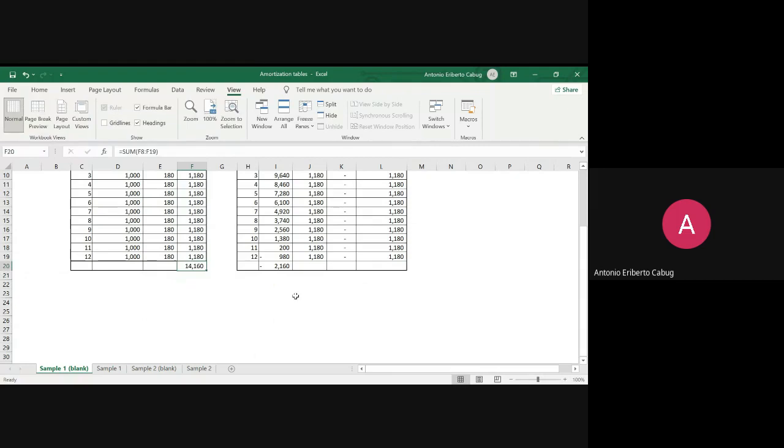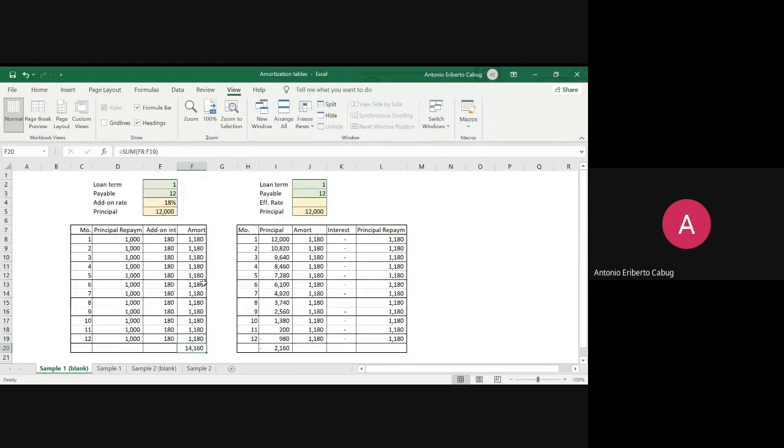14,160. That's the total amount that you are going to pay, 14,160 throughout the year. Okay na?